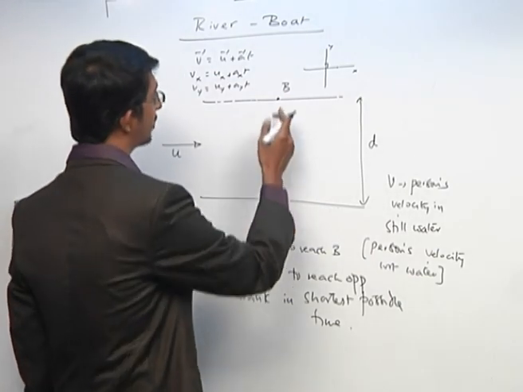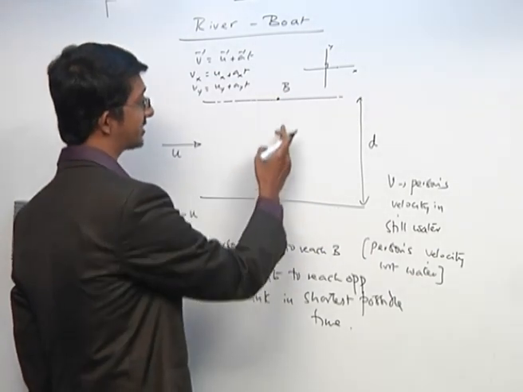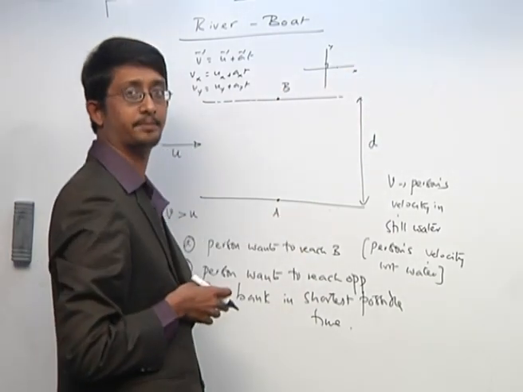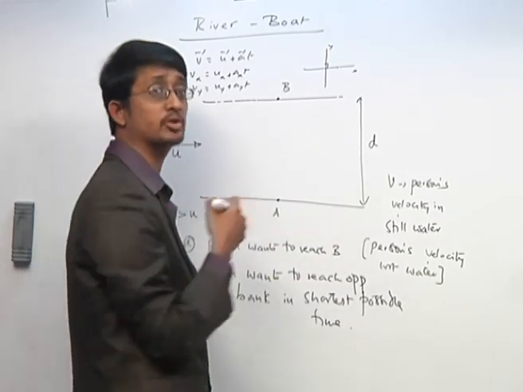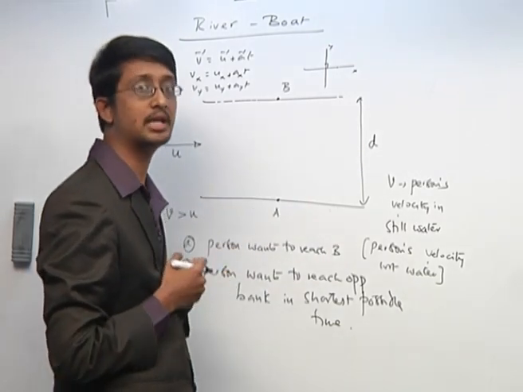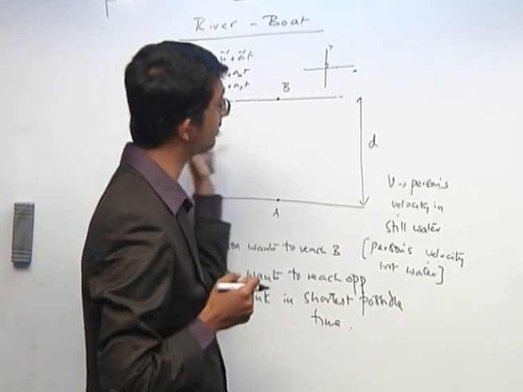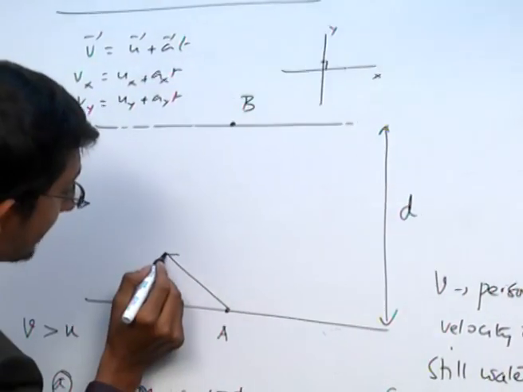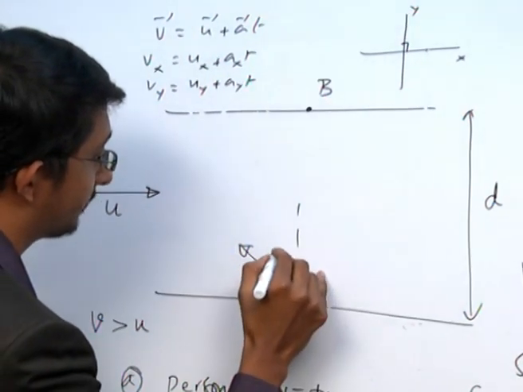Now the person directly wants to reach B. If he starts swimming in this direction, he cannot reach because the river will push him to the right. He is swimming this way, the river is taking him that way. Both directions are perpendicular, so both are independent. The river will take him to the right. That won't work. So rather he should swim at some angle with respect to the vertical.